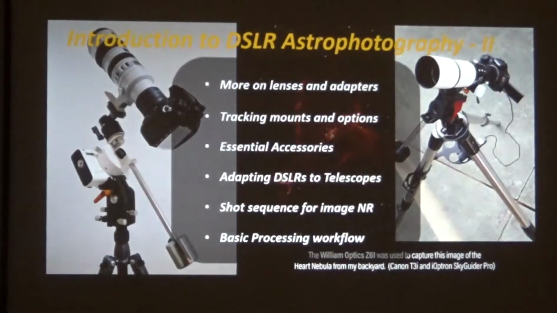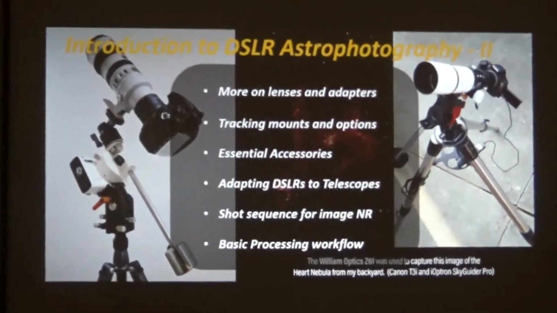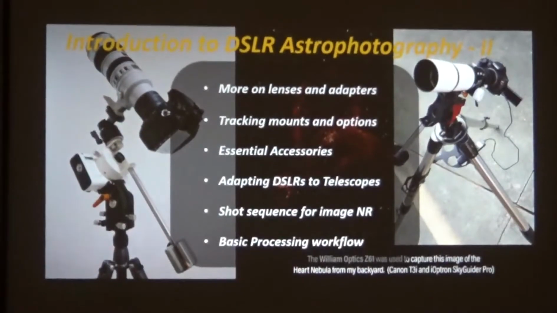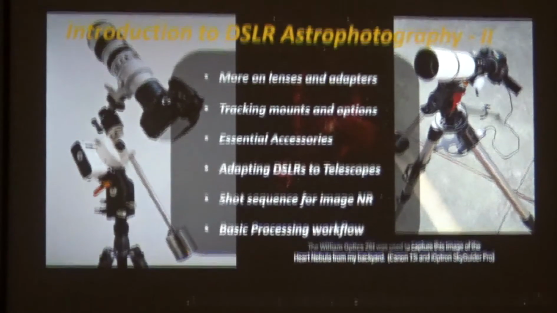And then next month, like I said, we'll talk about lenses and adapters, adapting the camera to the telescope, different types of tracking mounts and options that you can do, as well as accessories, and we'll also talk a little bit about how to reduce your image noise and so on. And basic processing workflow, I won't get into how to process an image because Richard did a fantastic job last month. We'll just kind of get you to where you would have a TIF or a FITS kind of thing, just a basic overview of that, and then that way you can carry forward with whichever type of software you want to use.